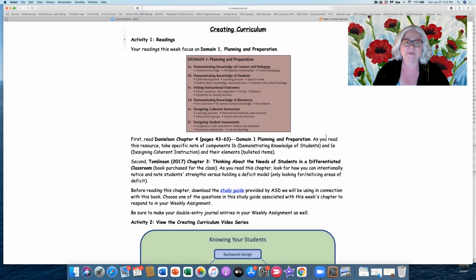So the readings this week are first to be able to read the Danielson chapter 4, domain 1, planning and preparation. And as you read this, really attend to components 1B and 1E, as those are really centered on what we're looking at this week.